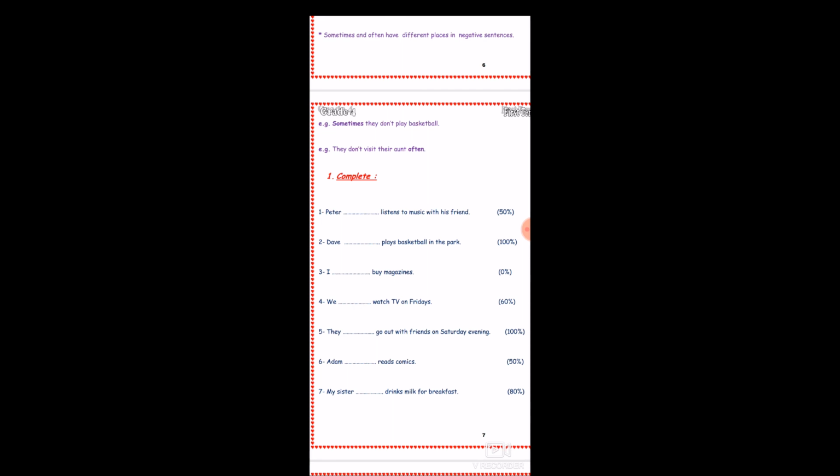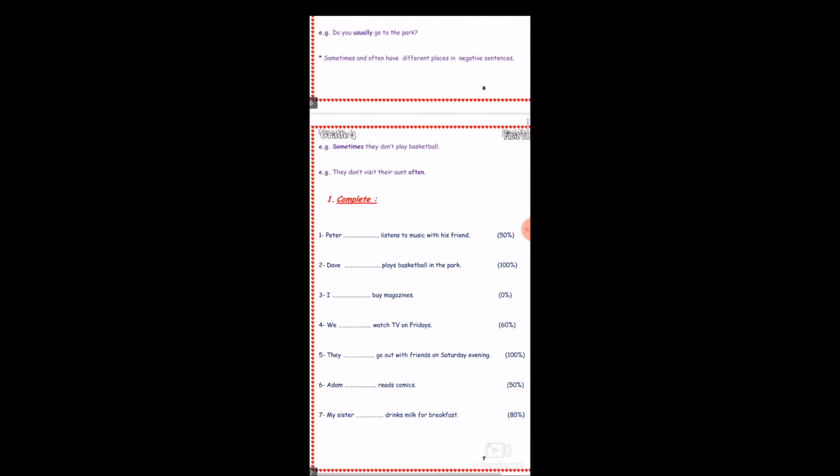Number 6. Adam space reads comics. 50%. Adam sometimes reads comics. The final one, my sister space drinks milk for breakfast, and it's 80%, so I should use usually. My sister usually drinks milk for breakfast. The final point is we should use these words, adverbs of frequency, before the main verb.